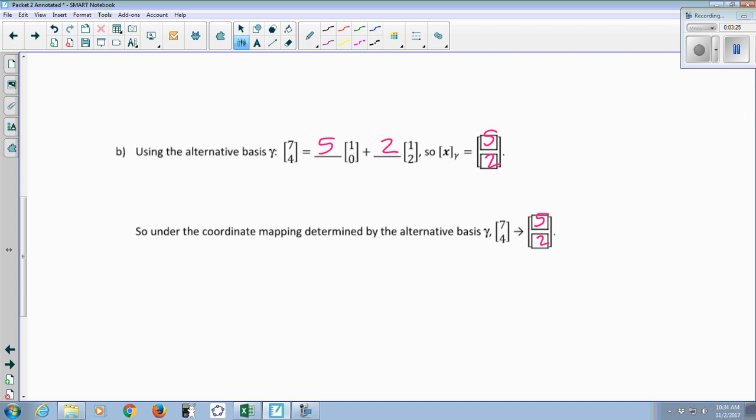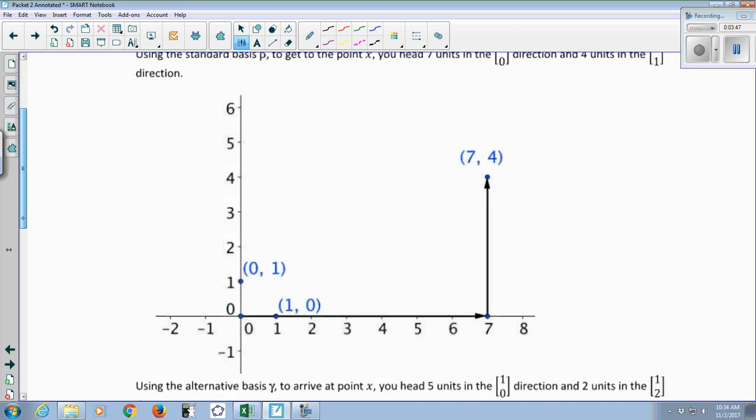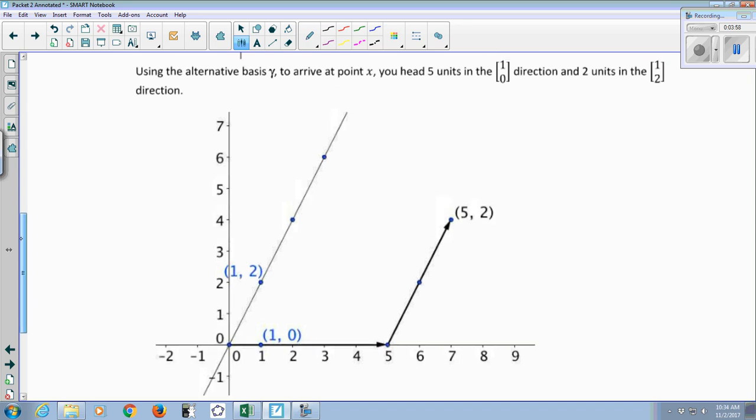So to give this some visual context, coordinate systems are so that you can plot your vectors. Under the standard basis beta, to get to the point x, you go 7 units in the (1, 0) direction, 4 units in the (0, 1) direction, and you land at the point (7, 4). But if I use the alternative basis gamma to arrive at that same point, I'm going to land in the exact same spot, but I'm going to go 5 units in the (1, 0) direction and 2 units in the (1, 2) direction.